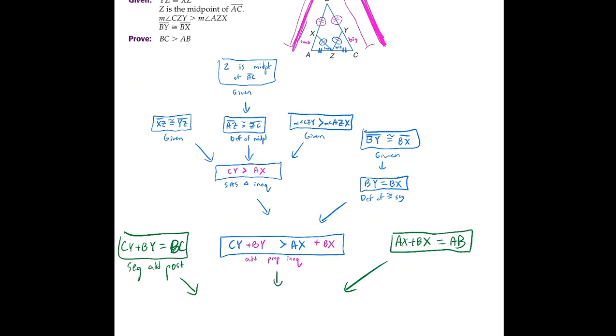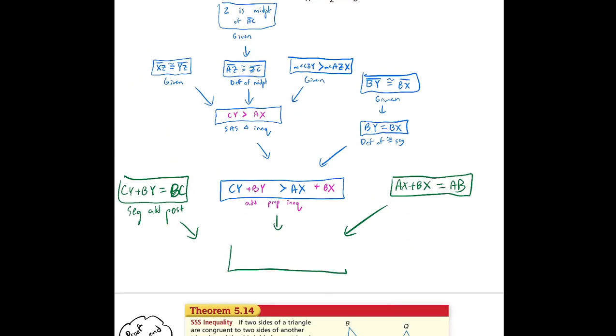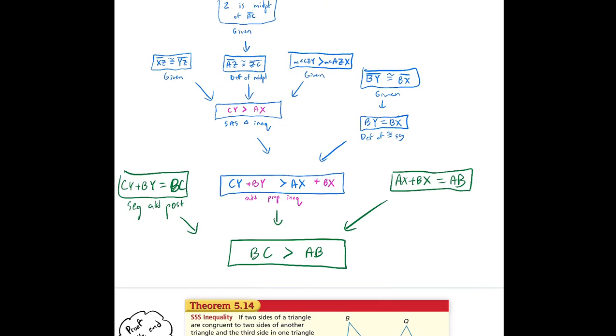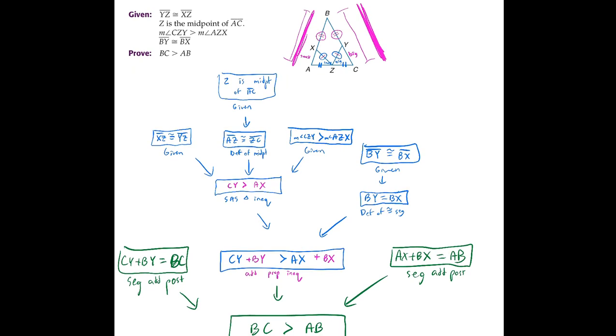So we're going to sub all three of these things in here. And on the left, what do we have now? BC. And that's bigger than on the right. What do we have? AB. That's exactly what they wanted us to prove. And so here, this was just the substitution property of inequality. And on the right here, I forgot to write segment addition postulate. Okay, so that's one example of a proof using the Hinge theorem combined with other stuff.